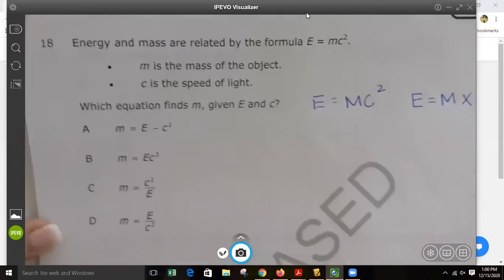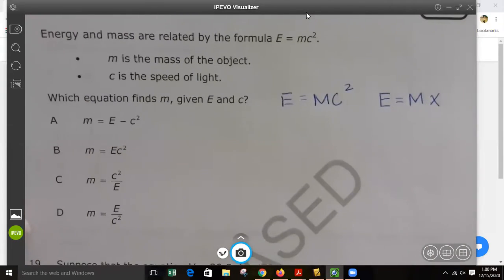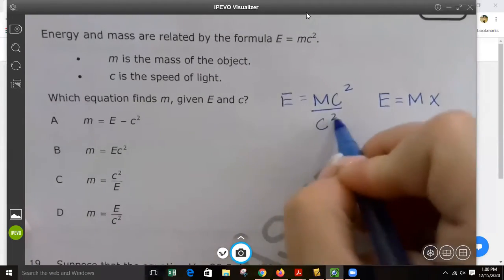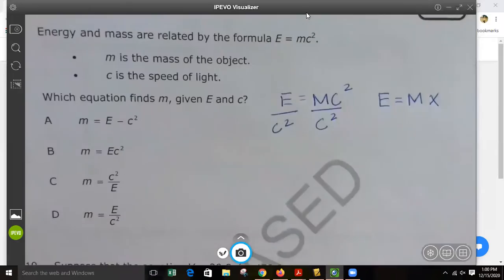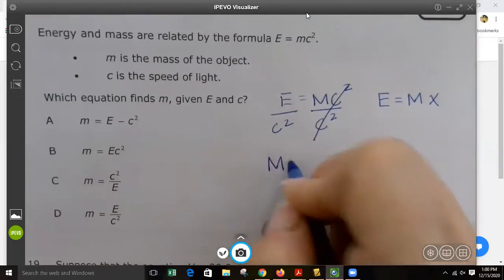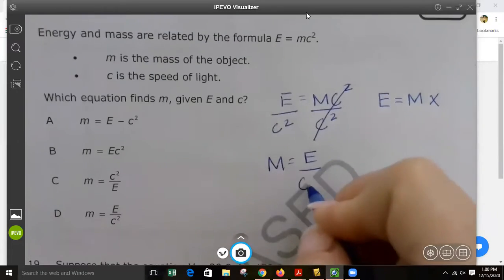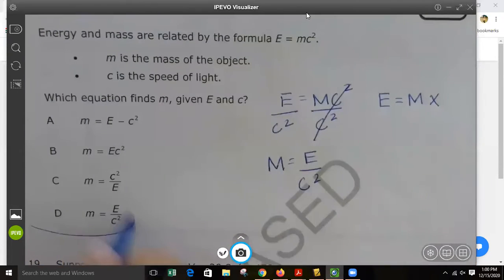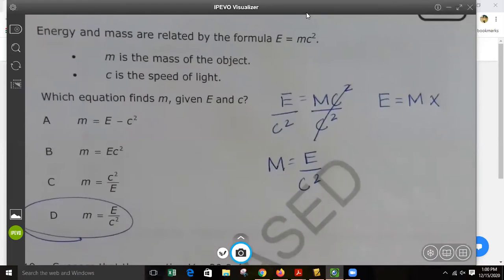What if I'm trying to solve for x? What do we do? We divide, right? Same thing here. Don't let that square throw you off. We're just going to take it with it. So divide by the thing that you don't want. So what is m equal? E over c squared. Okay, don't think too hard about it.